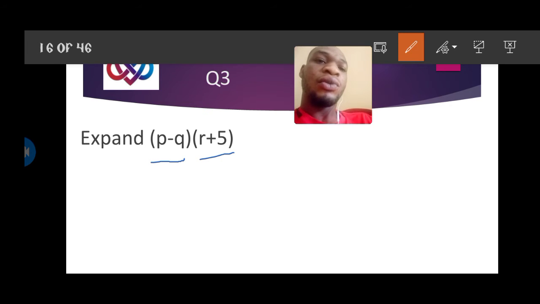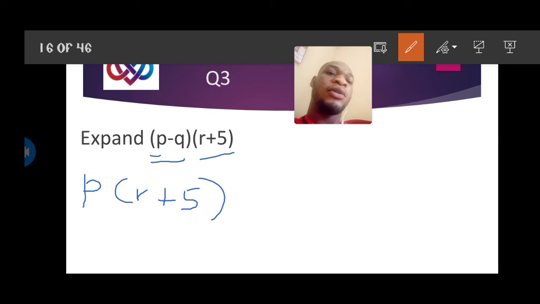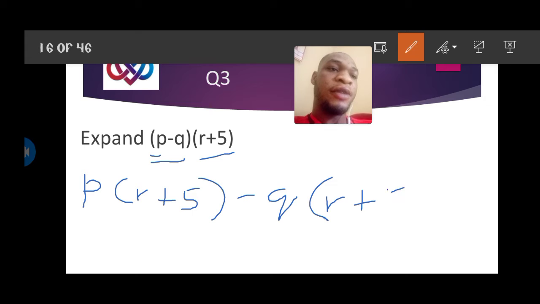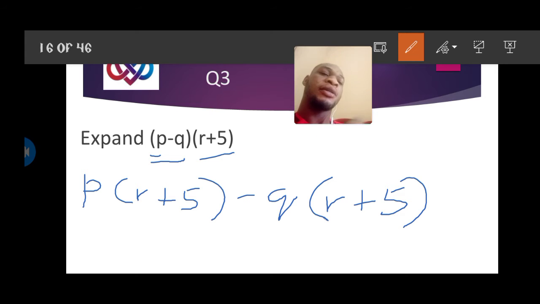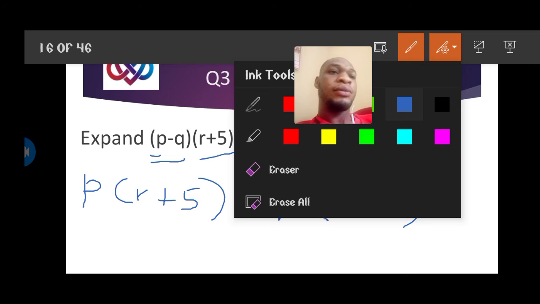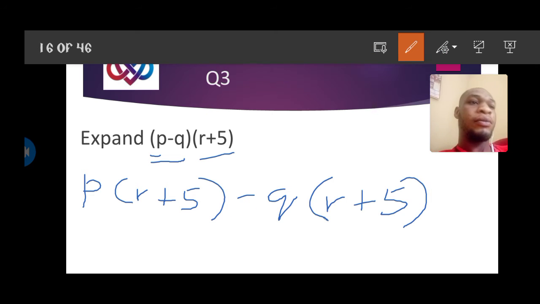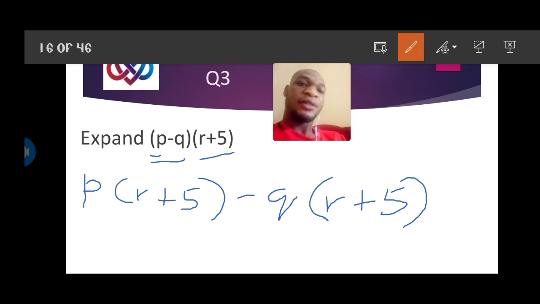So let's go. We want to pick p first. It's going to be p into (r plus 5). You close the bracket. Then next is minus q into (r plus 5). Close the bracket. That's the first step. I believe it's clear.